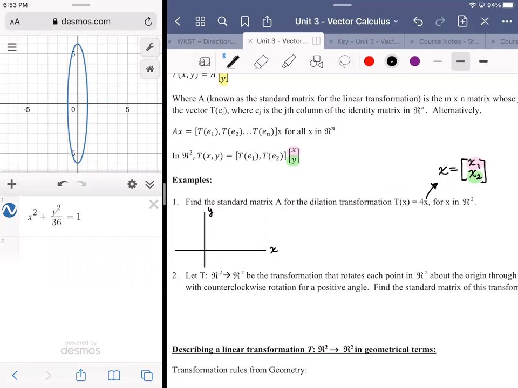So let's say, for example, that we're just working with the unit vectors in R2. So I'm just working with I, and we'll call that U, and we're working with J. What this is telling us is that we're going to take these vectors. It's a dilation transformation.